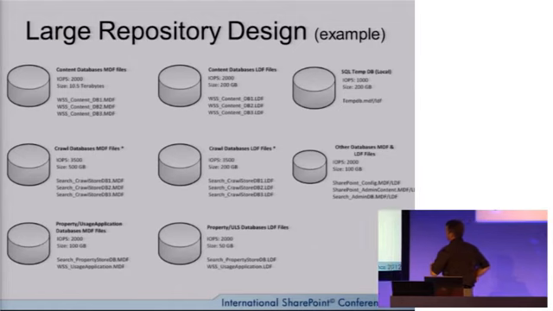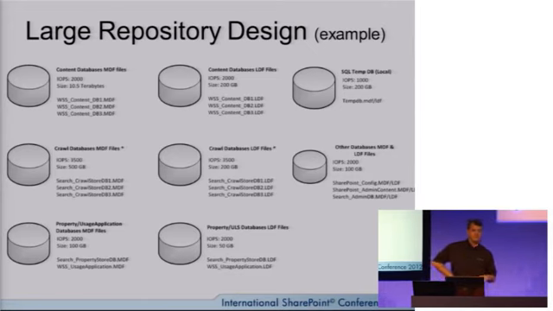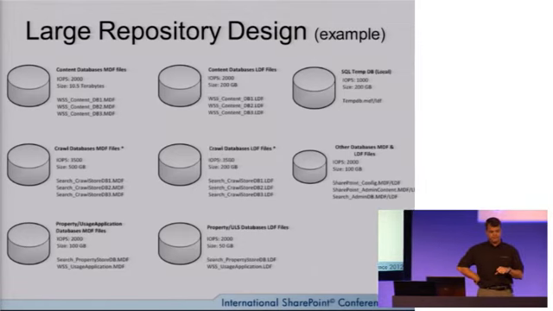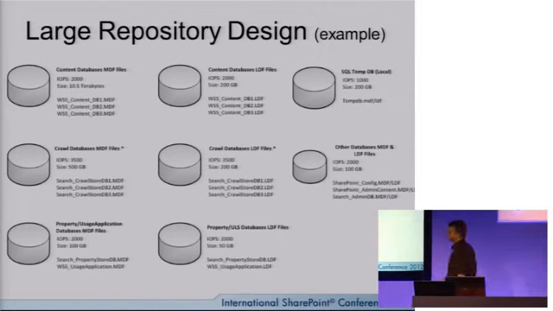Let me give you an example of the actual SQL storage. So these are the actual LUNs that were mounted up or divided up on the SAN. And this is what was attached to SQL Server. In the beginning, it was a single, very large SQL Server. You'll see that we've divided the content databases from the crawl databases, which are separate from the usage app or one of these, the property and ULS files.